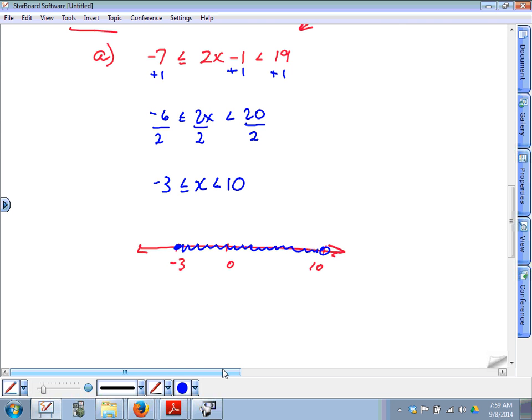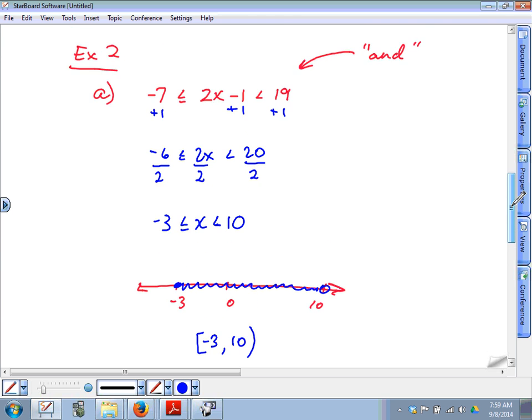Representing this, though, as an interval, lower bound and upper bound, that's what we need. What's the lower bound? -3. But since it's included, we take a bracket. Upper bound would be 10, not included, so it takes a parenthesis. That's one type of compound inequality. It's called the and inequality.